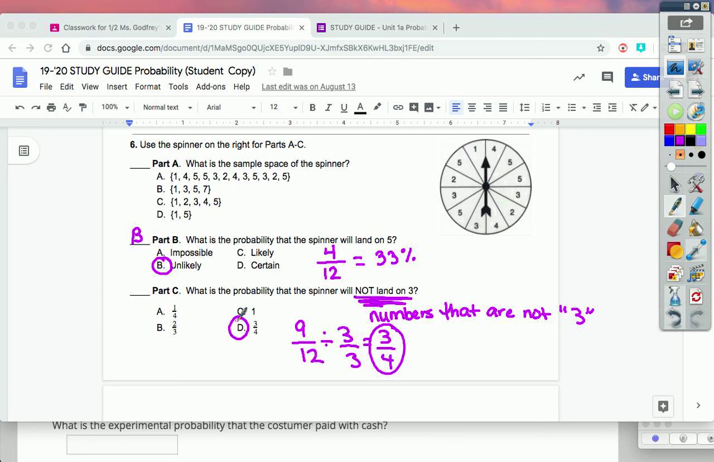Okay, moving along to number 7. And some of these problems you may have to read more than one time to ensure that you are getting the correct answer. If you all notice, I do a lot of writing. So if Ms. Godfrey is having to write to come up with the correct answer, I'm pretty sure you all are too.